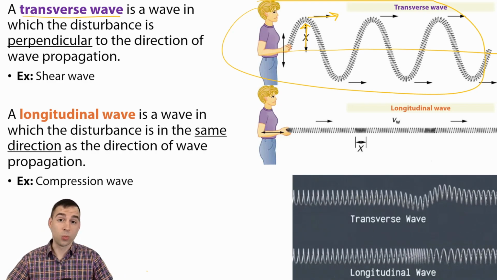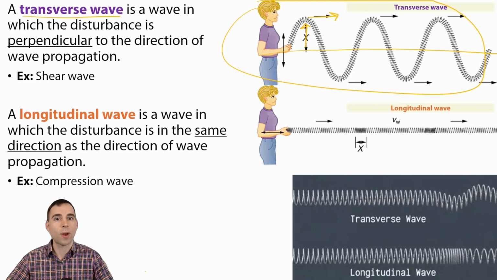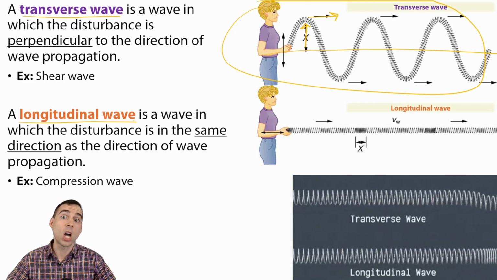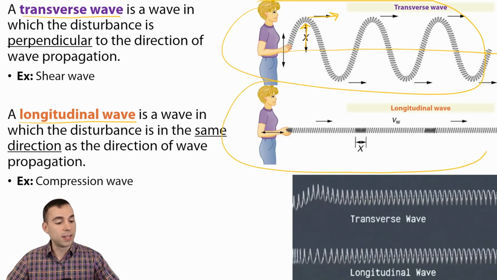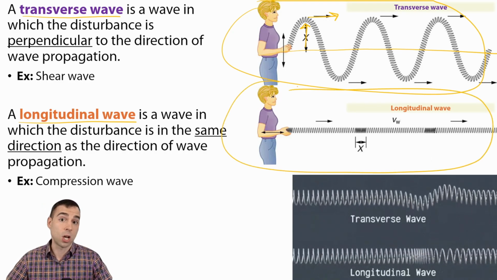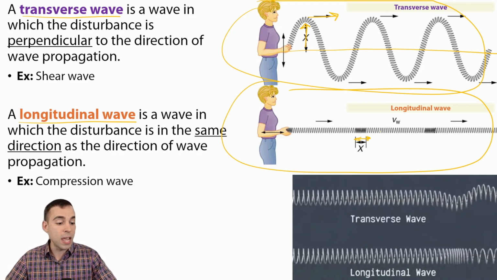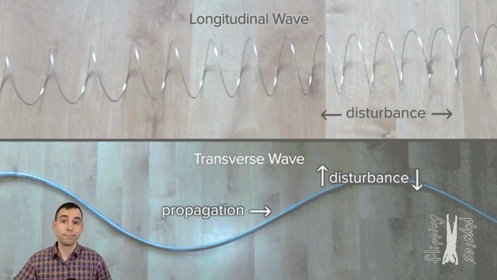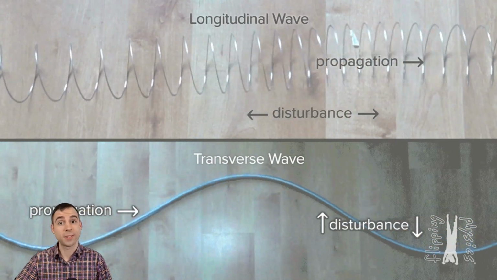On the other hand, we could have a wave where the displacement of the medium is in the same direction as the propagation of the wave. These we call longitudinal waves, and you can think of these as compression waves. Here in the diagram in the middle, you can see for this longitudinal wave that the medium is displaced left and rightward as the wave propagates to the right. Here you can see another example of longitudinal versus transverse waves.